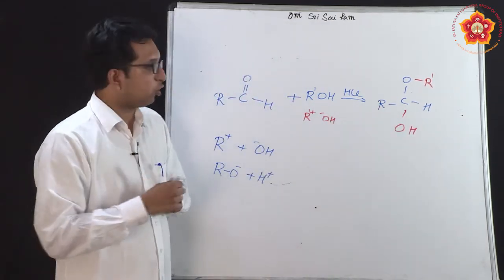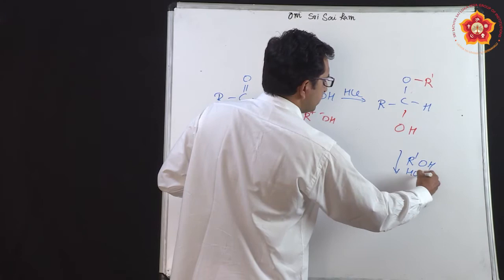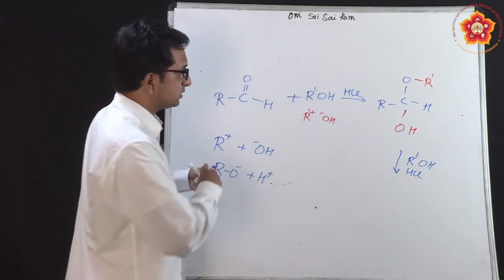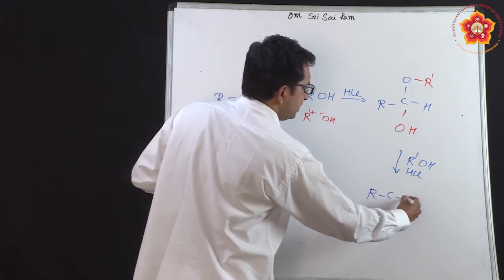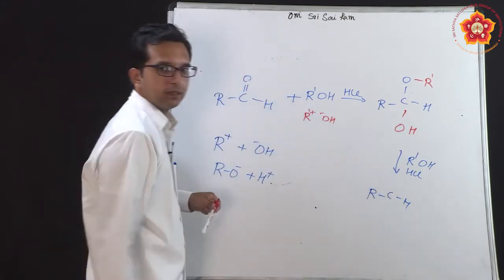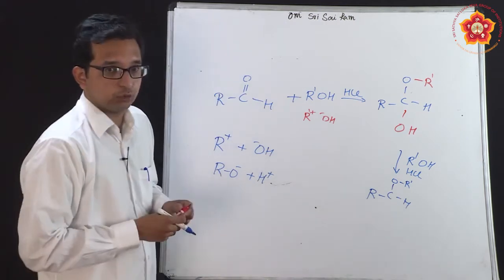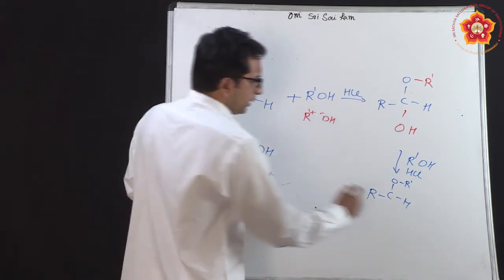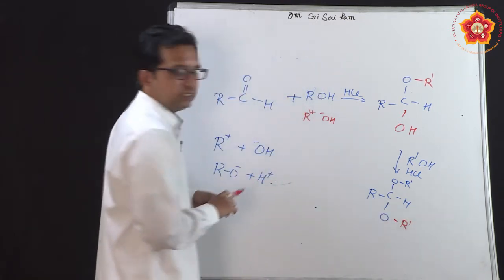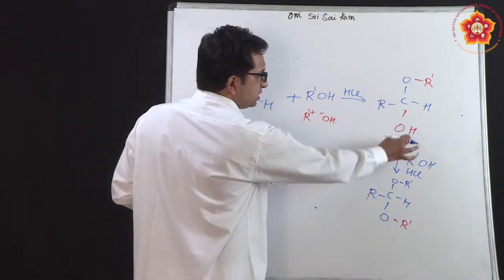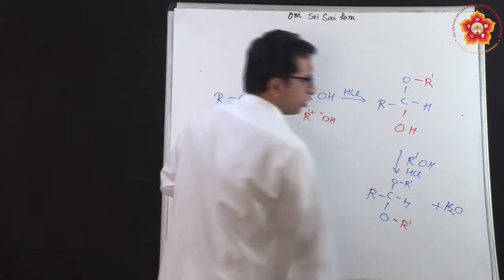If excess alcohol is present, say another molecule of R dash OH in the presence of HCl gas, then because this hydrogen atom is pretty small, we see that RCH remains as it is. I have not changed anything here. At the top also, let me keep OR dash as it is, because R dash is a large group. But at the bottom, the oxygen will now be attached to R dash. The hydrogen here is replaced by R dash, and this hydrogen combines with the OH to form water as a byproduct.